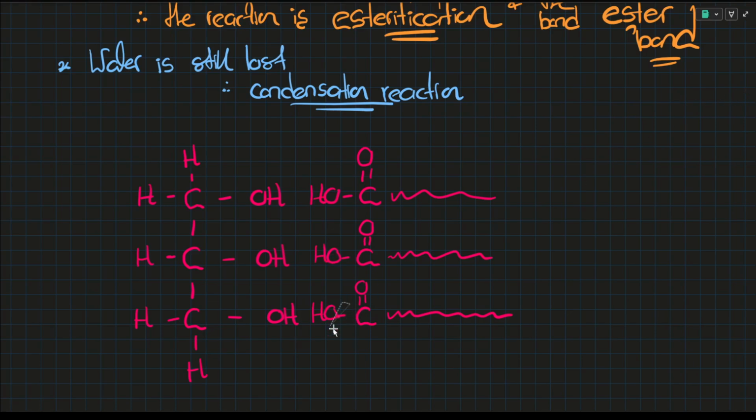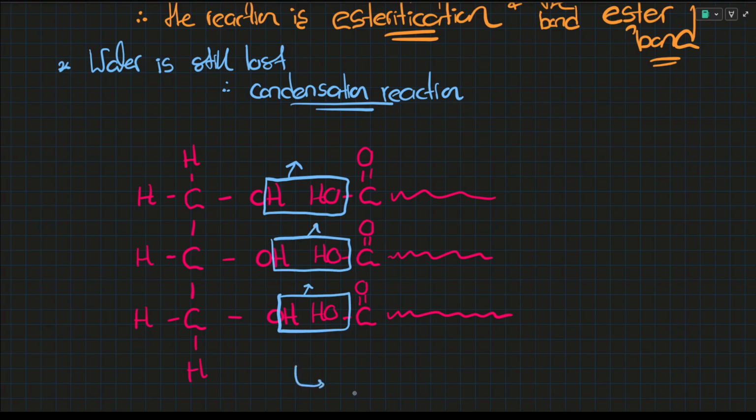Let's distinguish that bond a little bit better. So what happens? OH reacts with OH. A water molecule is given off. You get a total of 3 water molecules, and then you just join the bond line structures and form the final triglyceride, where these bonded.